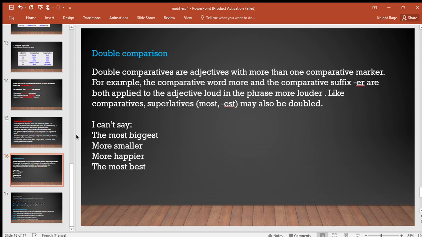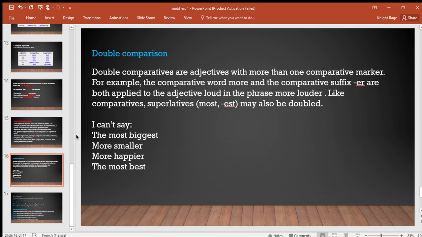So I can't say the most biggest. Okay, I can't say my house is the most biggest. I say my house is the biggest one. More smaller. I can't say more smaller. Okay, I can't say my car is more smaller than yours.